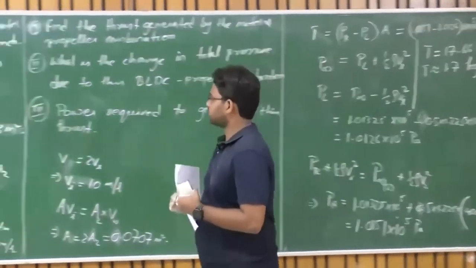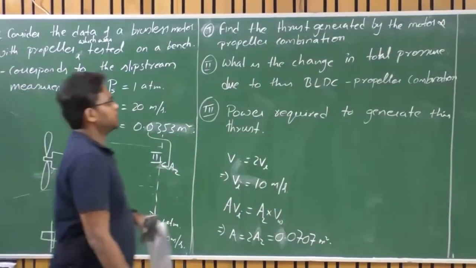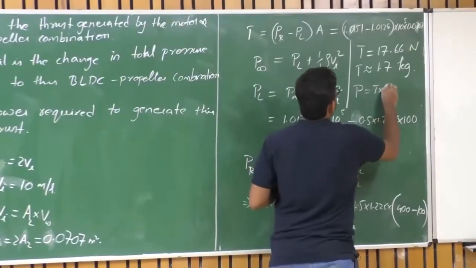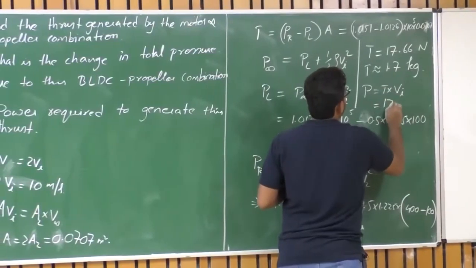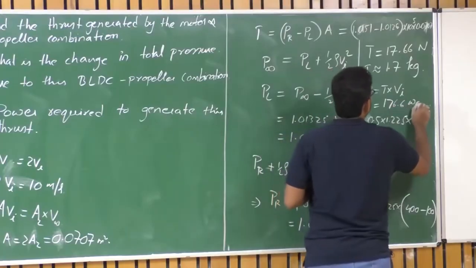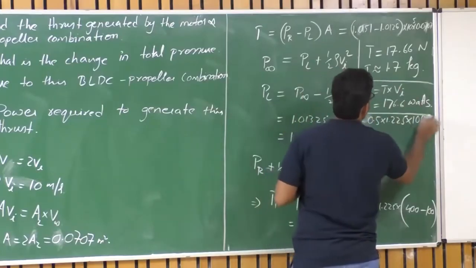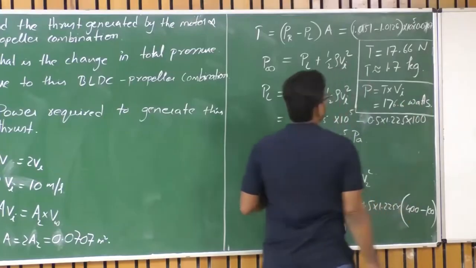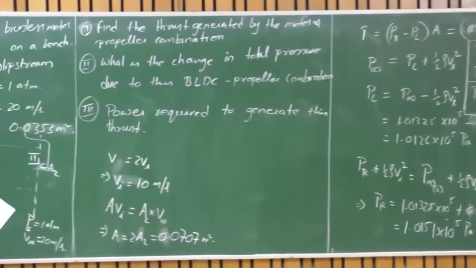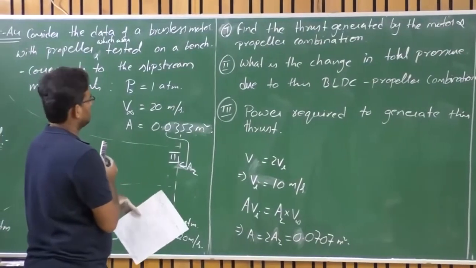Okay. So this is the thrust generated by this engine, and the corresponding power required is equal to thrust times the velocity, which is 176.6 watts. So this is the answer for the third question, and this is the answer for the first question, right? Am I correct? So what is the change in the total pressure?